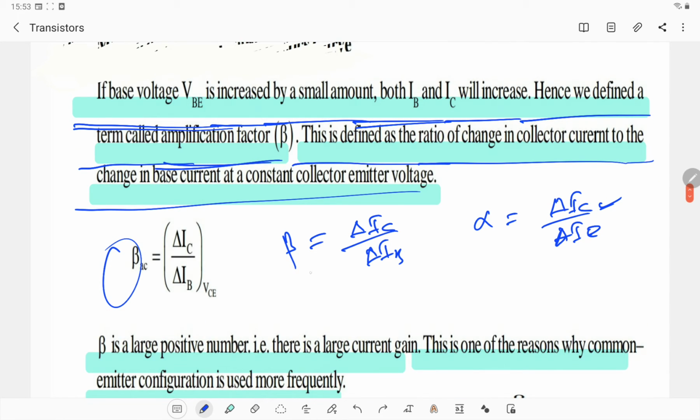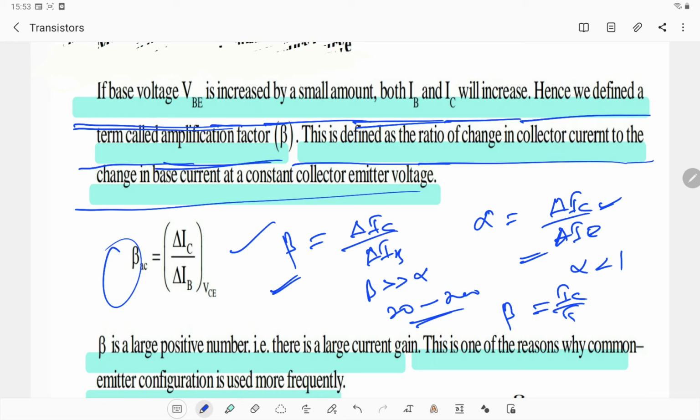This is the current gain in common emitter configuration. This is the current gain in common base configuration. Here alpha is less than 1. Here beta is very much greater than alpha, and its value is around 20 to 200. Therefore, delta IC by delta IB, or beta, is equal to IC by IB.